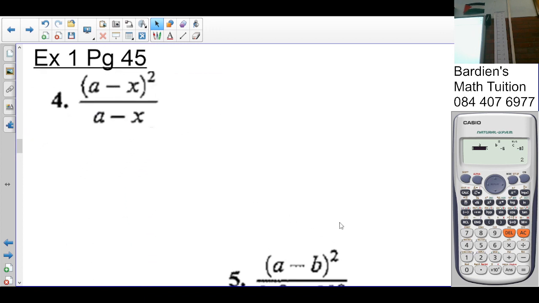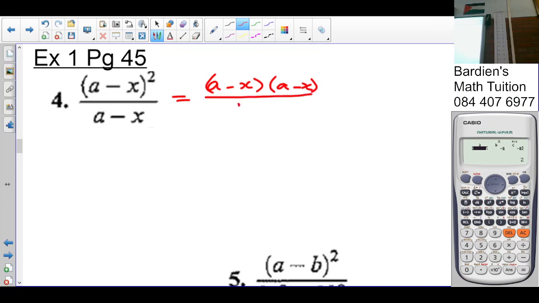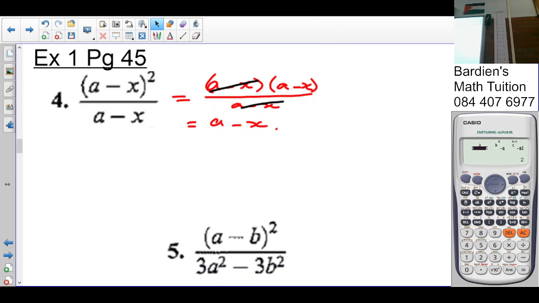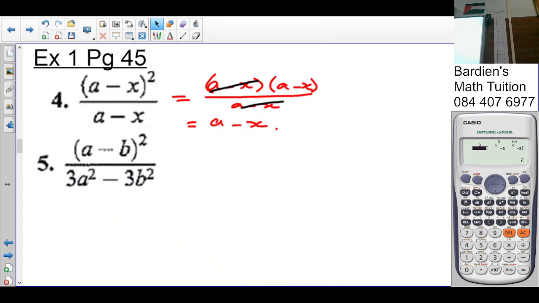Number 4. What's going to happen here? What does a minus x all squared mean? That means it's a minus x times a minus x over. Now what happens? Cancel. So you are left with? You all agree with that? Let's look at number 5.